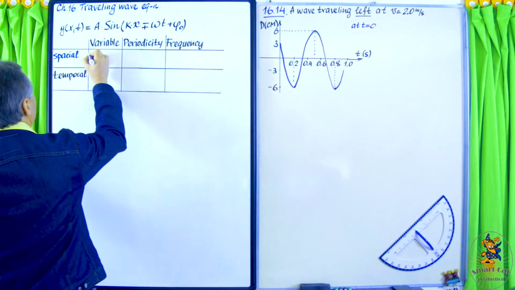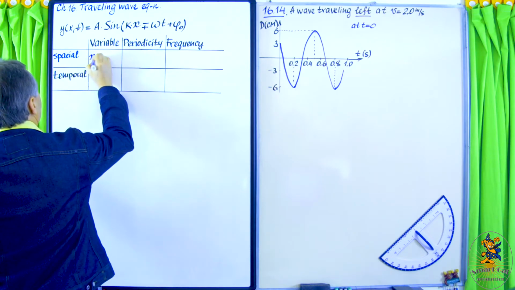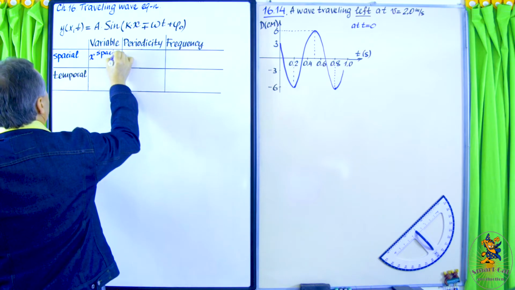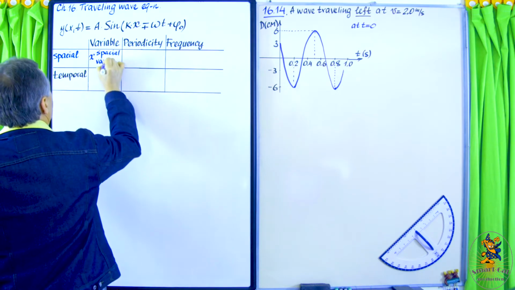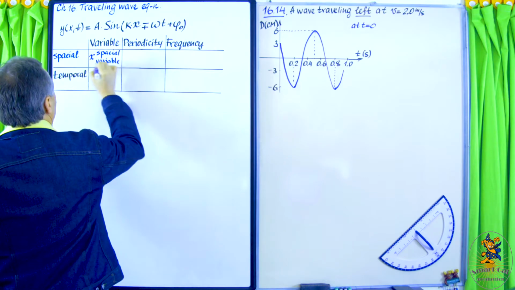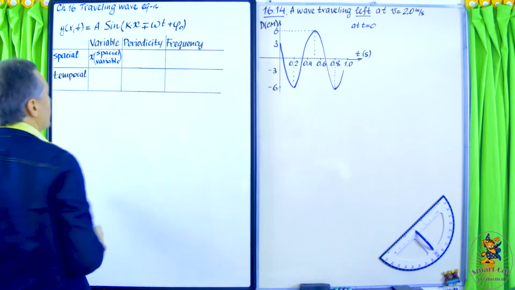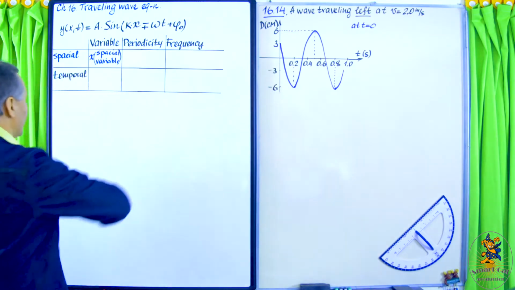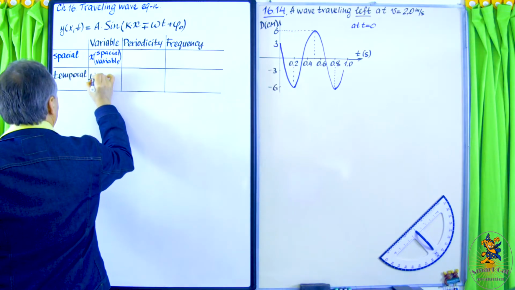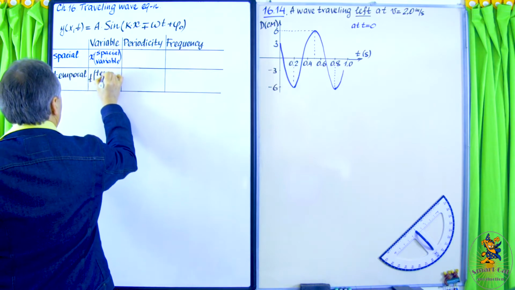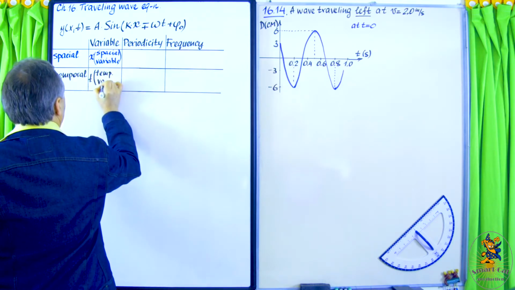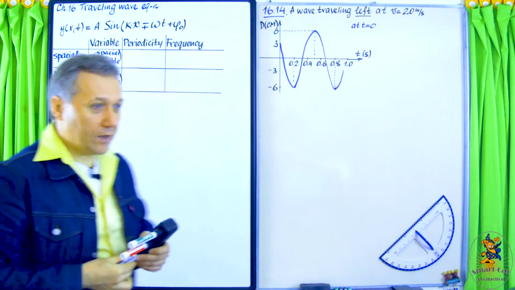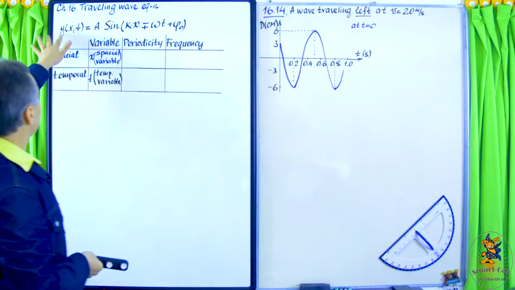So let me write it down. So x, and the meaning is a spatial variable. And then t, of course, is a temporal variable. T, temporal variable.